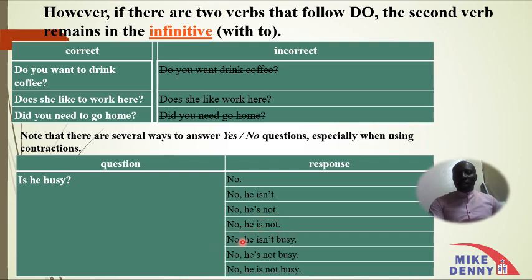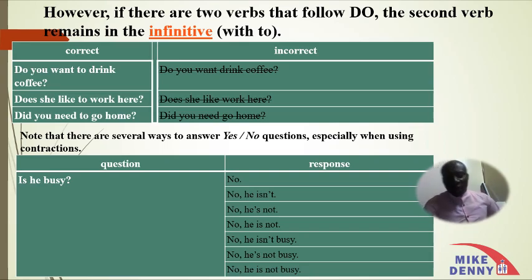Or no, he isn't busy. Or no, he's not busy. Or no, he is not busy. So you discover that in these cases, the contraction forms have been used in different ways, like in he isn't, like in he's not, like in he isn't busy, or like he's not busy. That is he plus is. So take note of that, my dear learners.